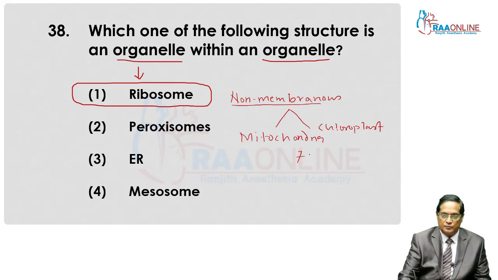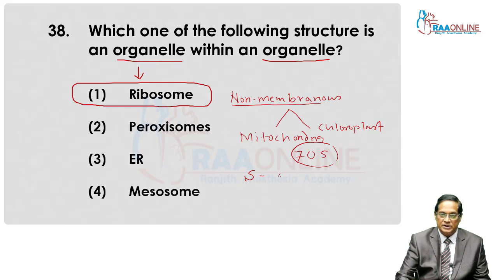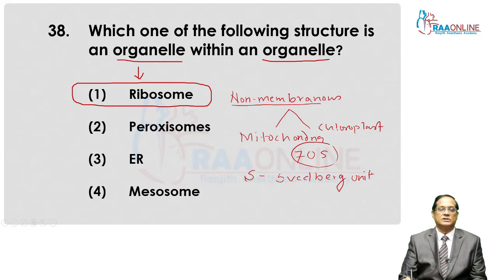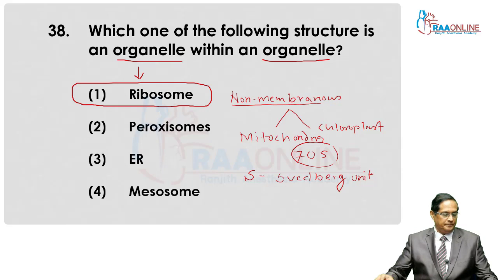And the ribosome present in them is 70 S type. And what is S? It's the sedimentation coefficient, that is, it is measured in Svedberg units. S is actually written for Svedberg unit. So ribosome is present inside the cell organelle also. That's what is called organelle within organelle.